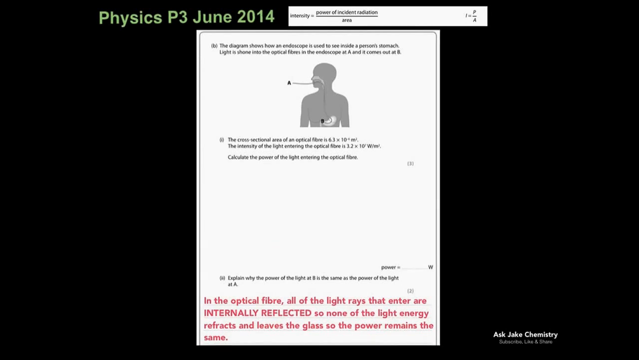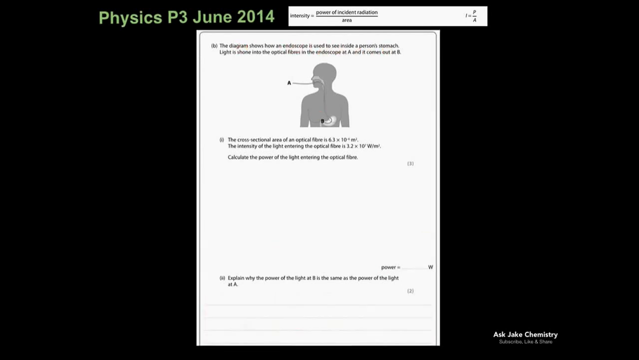The diagram shows an endoscope to see inside a person's stomach. The light is shone into the optical fibers using endoscope A, and it comes out at B.